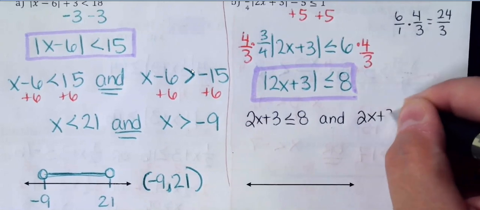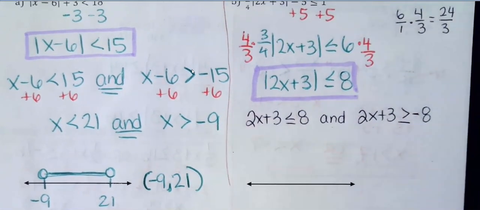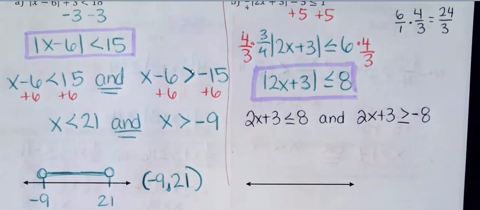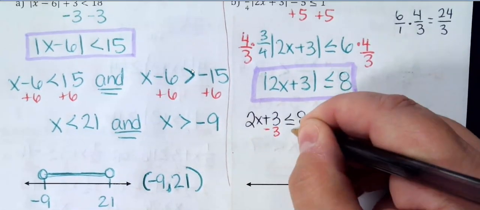Just drop your absolute value. Flip the sign and flip the number. So the inequality symbol goes the other direction, and then the number becomes the opposite. So I have 8 at the beginning. When I flip it over, it becomes negative 8. All right. Now, I don't necessarily think these are going to be nice numbers here.